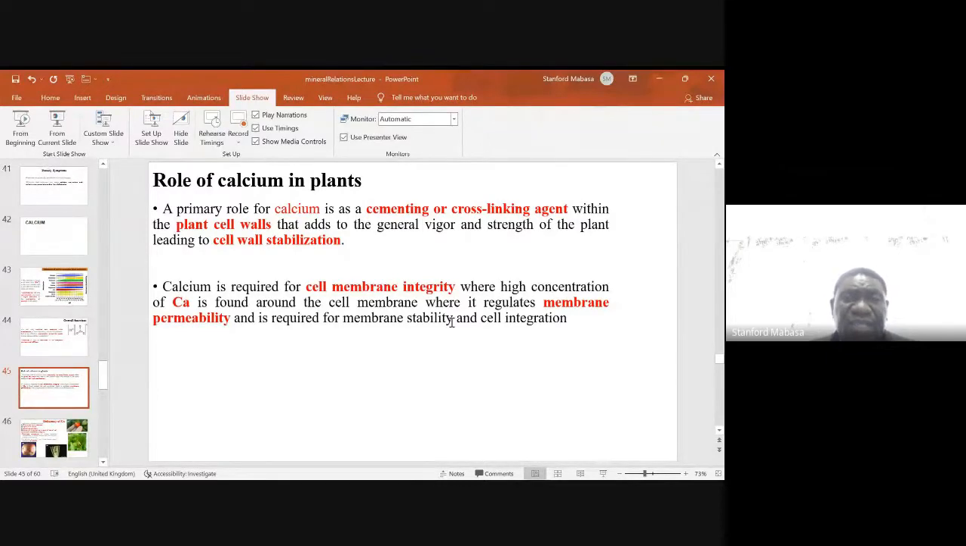So let us look at the role of calcium in plants. It can form a cementing or cross-linking within plant cell walls. It can strengthen the cell walls or give cell wall stabilization. It also gives the cell membrane integrity. It can also regulate membrane permeability.